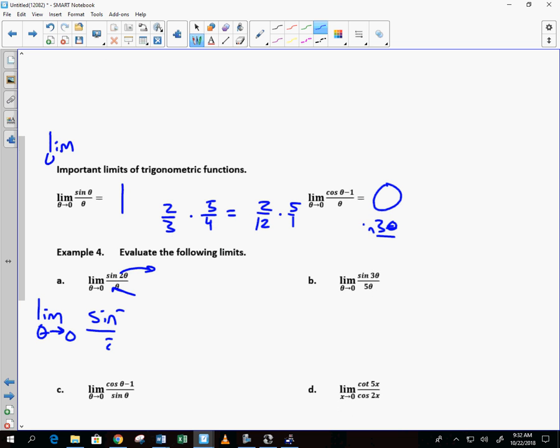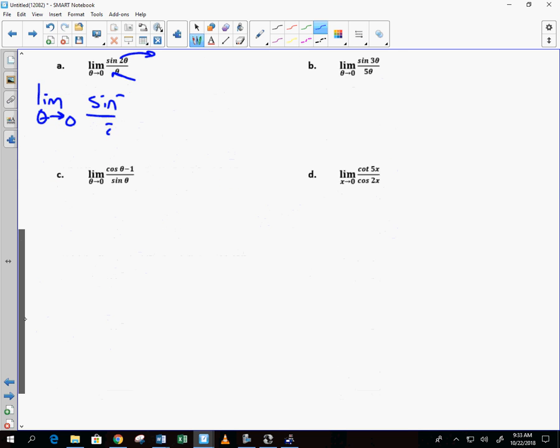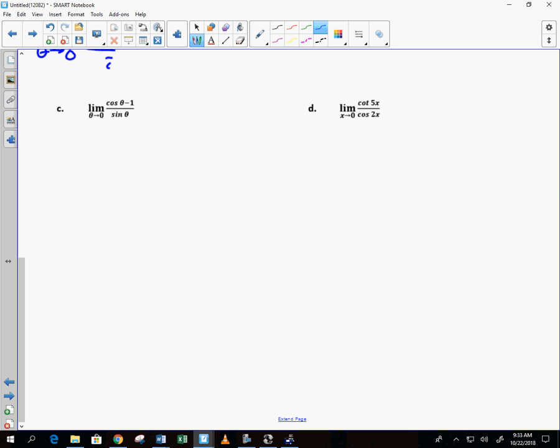We have the limit as theta goes to 0 of, it turns out that the reciprocal is true as well. So I have the limit as theta goes to 0 of cosine of theta minus 1 over sine of theta. And so I'm going to do something really tricky here. We're going to see if you guys can follow this. What I really want is a theta in the denominator. So I'm going to multiply by theta over theta.